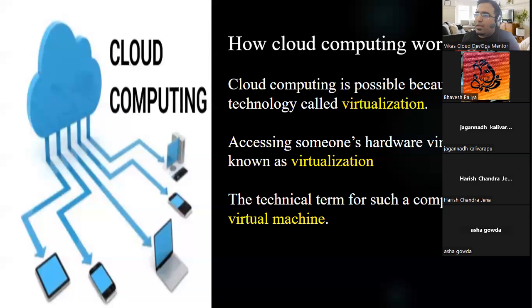Now, how does cloud computing work? Cloud computing is happening because of the virtualization technology. Now a new word came into the picture. Cloud computing is happening because of virtualization. Virtualization means something is available somewhere else and with the help of internet you are accessing it. Let me explain again. Cloud computing is possible because of virtualization. Is this line clear?